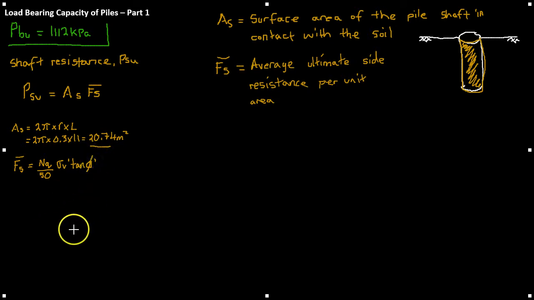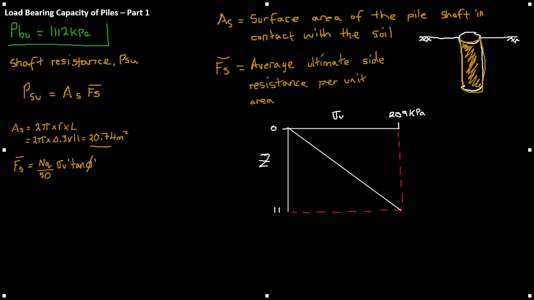Now we said we needed the average. So we need the average vertical effective stress. Why do we need the average? Well, because we're looking at the resistance provided by the shaft of this pile over the whole depth from 0 to 11 meters deep. Now, the vertical effective stress at 0 meters is obviously 0. At 11 meters, it is 19 times 11, which we calculated earlier, which is 209.